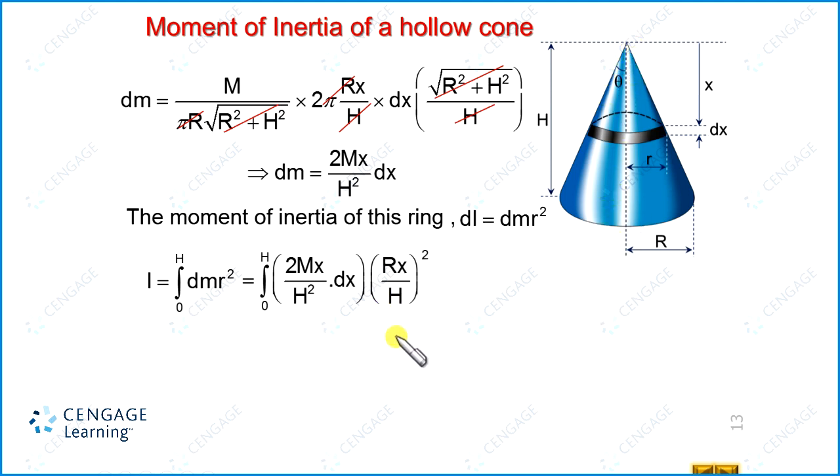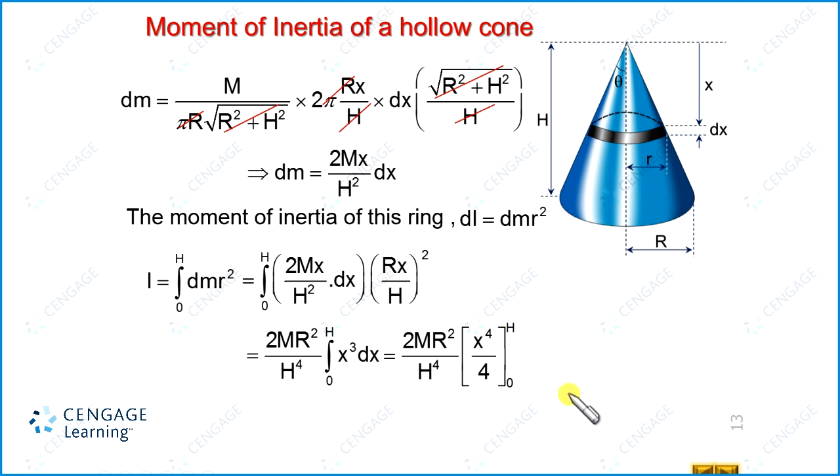Now we can rearrange this relation like this. This is left with a simple integral of x cube, integral equal to x to the power 4 divided by 4, and limit is 0 to H. Now we can further simplify, and finally we will get the relation 1 by 2 M R square. This is the moment of inertia of the hollow cone about the axis.